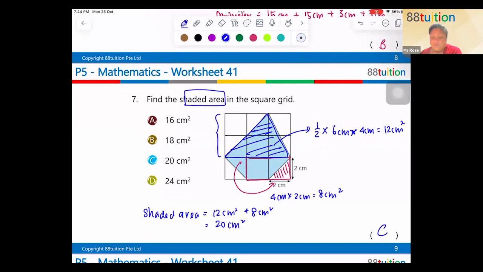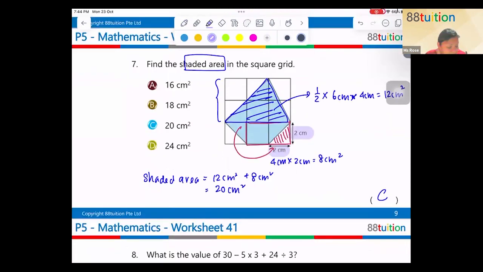Now, when it comes to this grid, you must make sure you pay attention to what is given. Sometimes they tell you it is just 1 cm by 1 cm. So in this question, they tell you that it is 2 cm by 2 cm. The square is made up of 2 cm by 2 cm. So you have to be very careful to remember to check what is the value given.